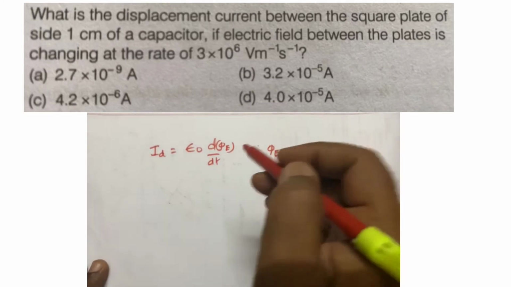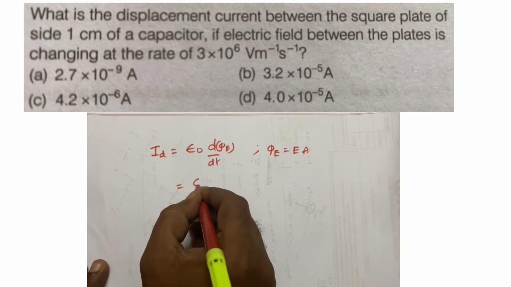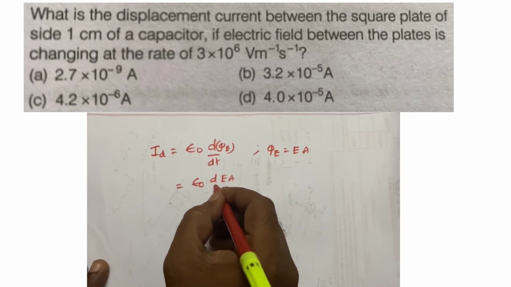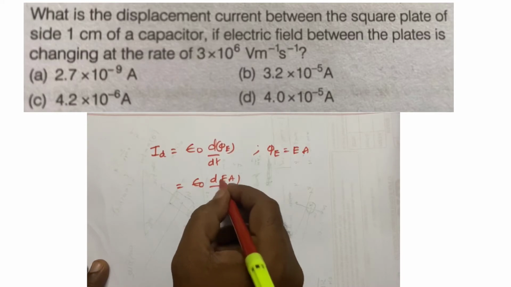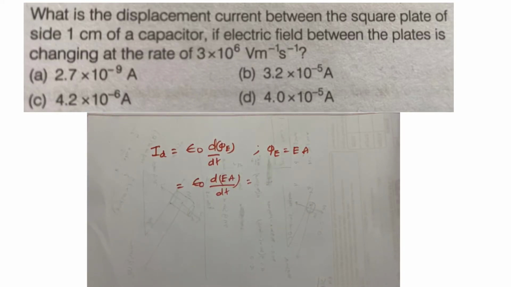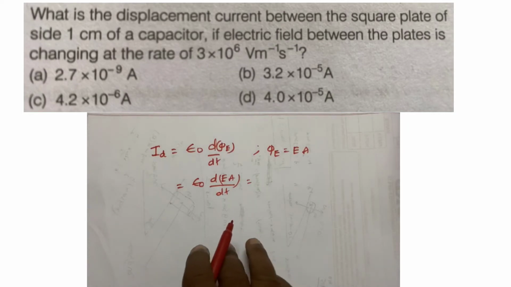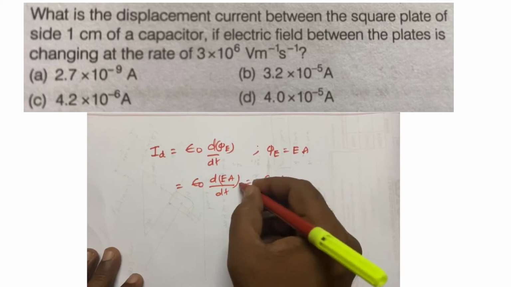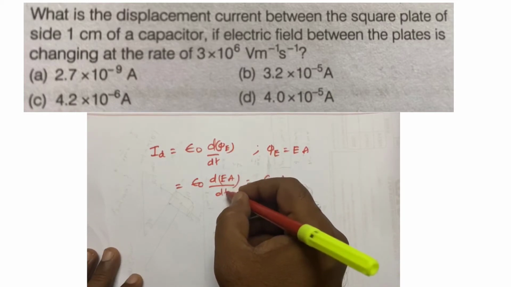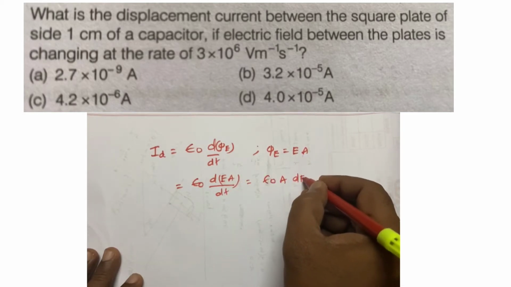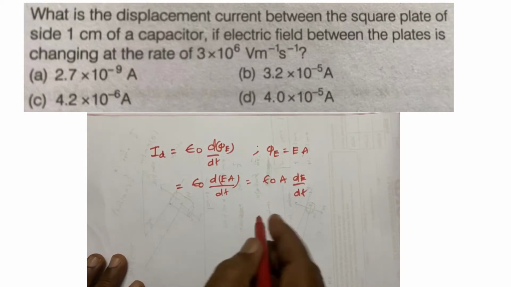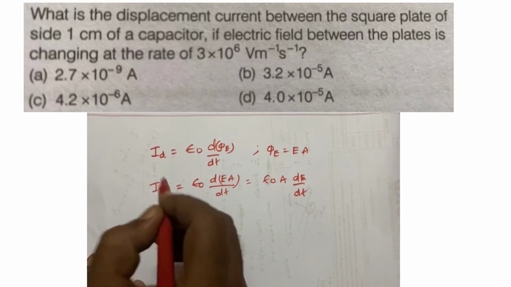Phi equals E into A, so I_D equals epsilon naught d(EA) by dt. Here E is the intensity of the electric field. This can be taken as epsilon naught A, where A is constant and E varies with time t, so dE by dt. This is the required formula.